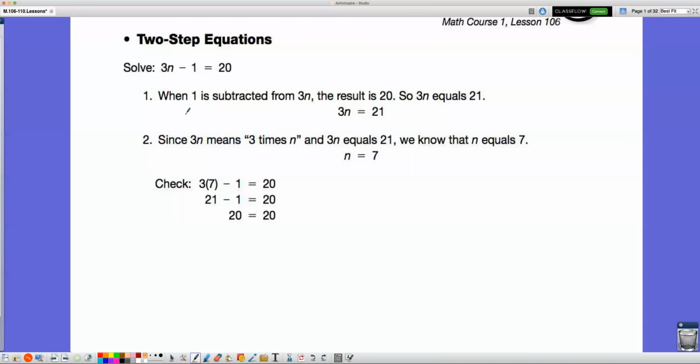Hello everybody, this is Saxon Math, Course 1, Lesson 106. It is two-step equations.